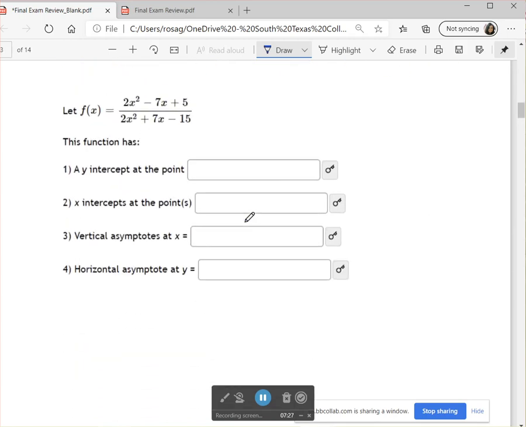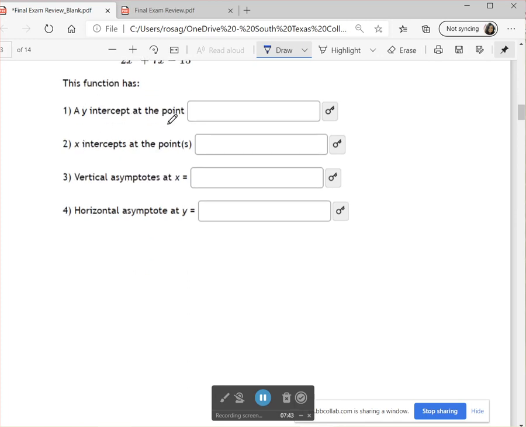Now, here we have a rational equation. One of the things that I don't think I emphasized enough before was the simplifying part. So on this one, if they want the y-intercept, you're just going to put x equal to 0 and then plug it in. And whatever you get, that's your y-intercept. Now, they do want a point. When they say a point, they mean an x and a y. So your x would be 0 and your y would be whatever answer you get from the substitution.